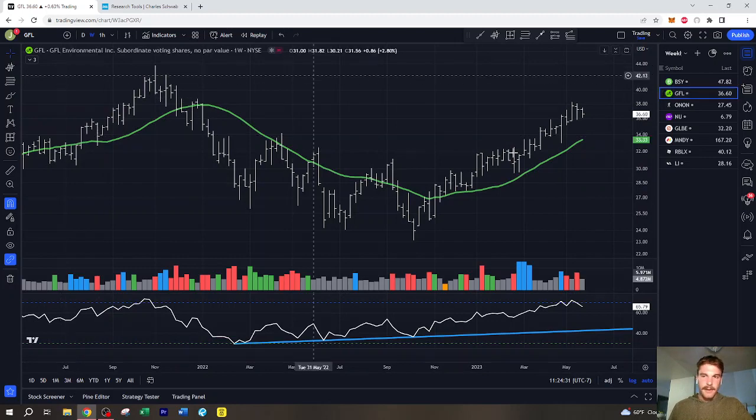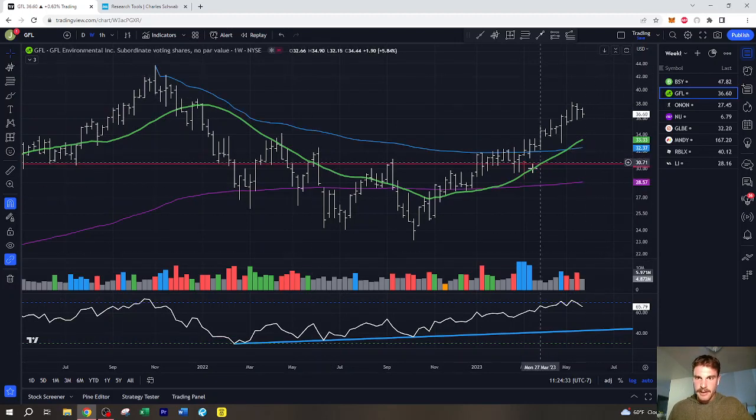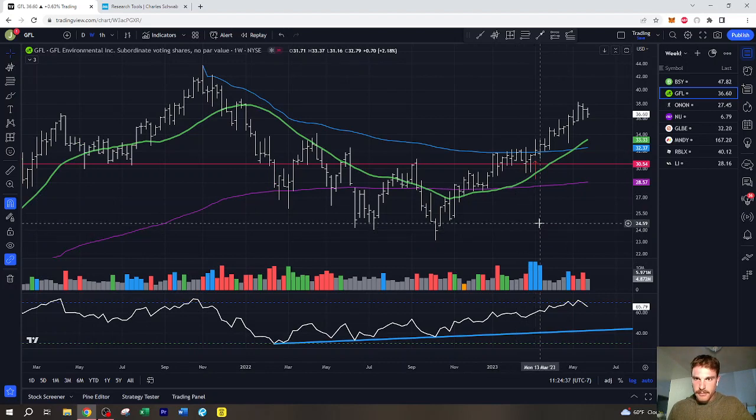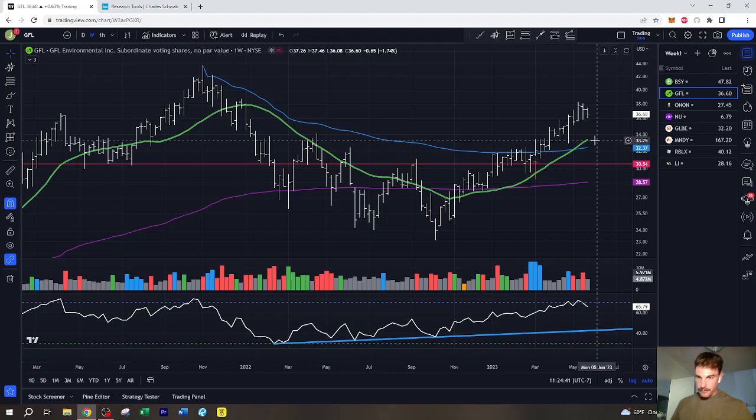Also looking at GFL Environmental, this one was a much better buy. You can see I bought on this breakout from the all-time high VWAP, which was on big volume, and it's been going higher since. I use a trailing stop of the 20-week moving average until I get some substantial profits locked in. I didn't really see this one get high enough to where I wanted to lock in any profits, so we're just using the 20-week as a trailing stop.